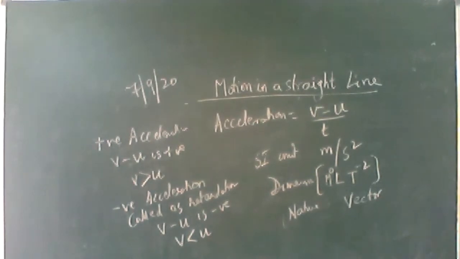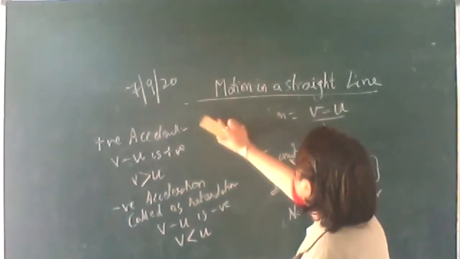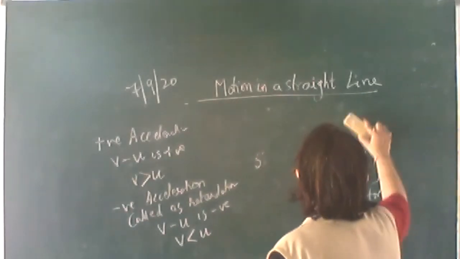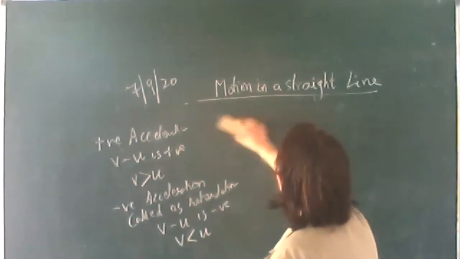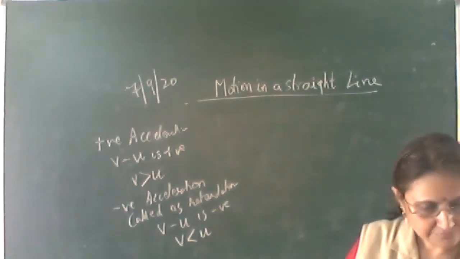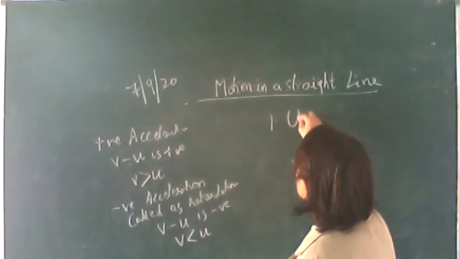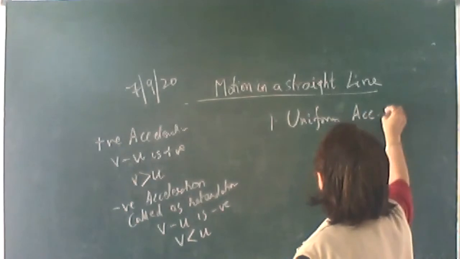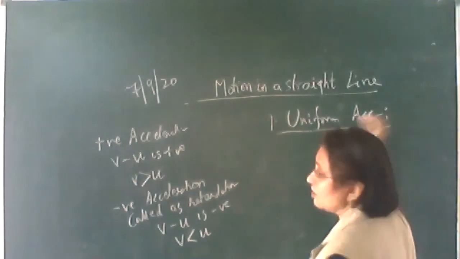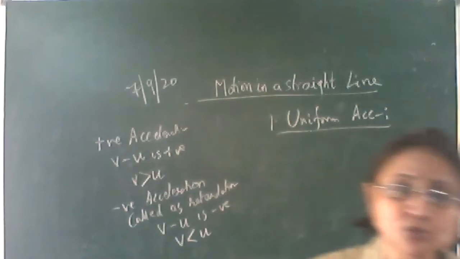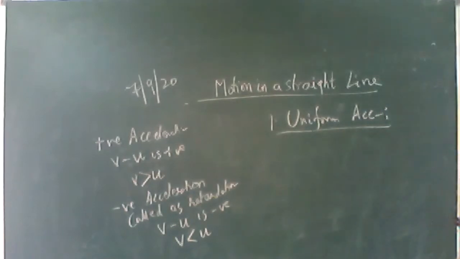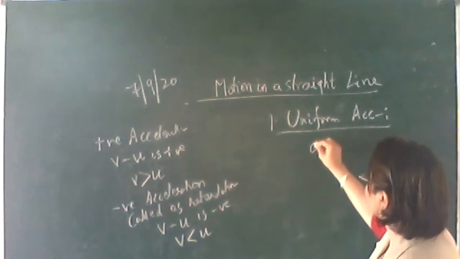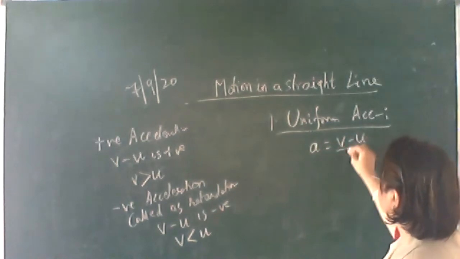Okay, now some types of acceleration here we'll study. The first one, uniform acceleration. Uniform acceleration means constant acceleration. A body moving with a constant acceleration is said to be in uniform acceleration. So uniform acceleration, constant acceleration. Okay, when will the acceleration be constant? We know that acceleration is given by v minus u upon t.